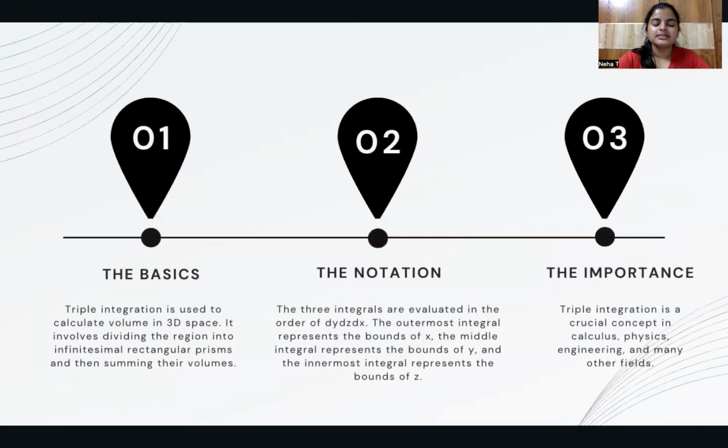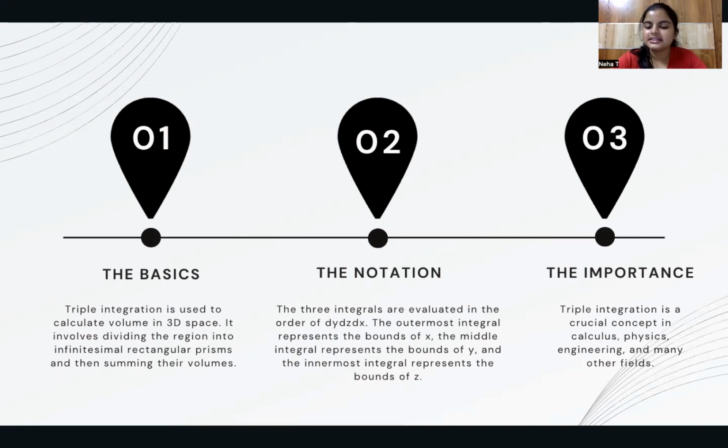So, triple integration is used to calculate volume in 3D space. It involves dividing the region into infinitesimal rectangular prisms and then summing up their volumes. So, while finding the volume of a 3D space, we divide it into many infinitesimal small regions, and then we find the volume of each region and then sum up all the volumes together to get the final volume.